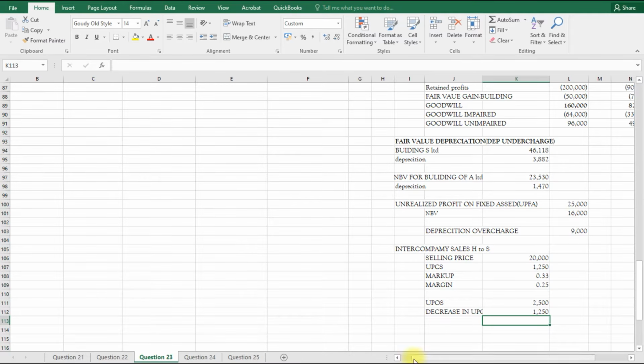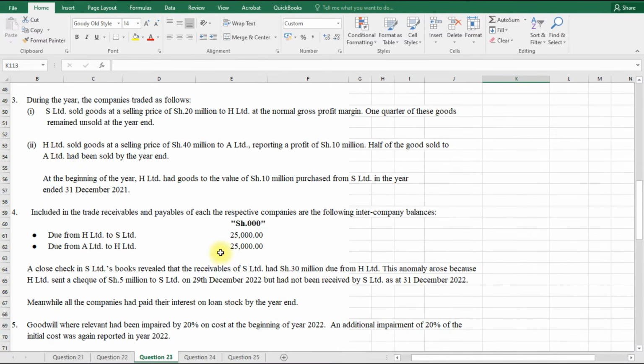We calculate the one for the other part that we are leaving, this part. H Limited sold goods at a selling price of 40 to A, reporting a profit of 10 million. Half of the goods sold to A had been sold by the end of the year, so half of it already had been sold, so the other half has not been sold. If we had already sold half, it means we realized profit halfway, the other half was yet to be realized.